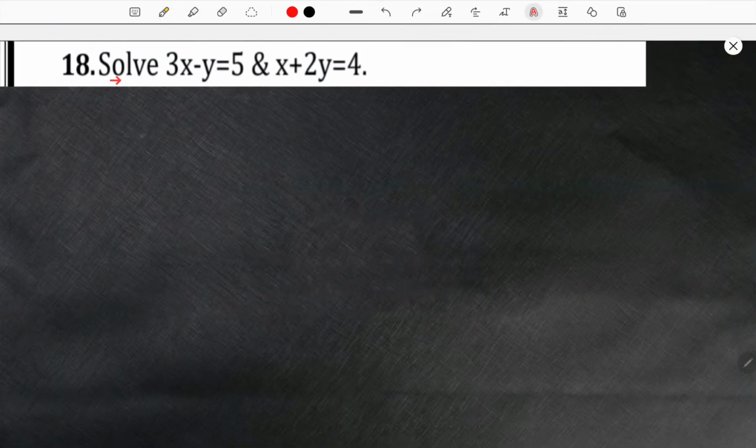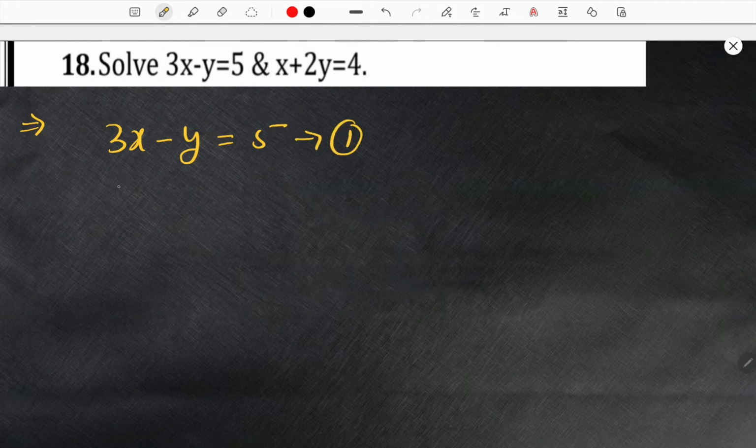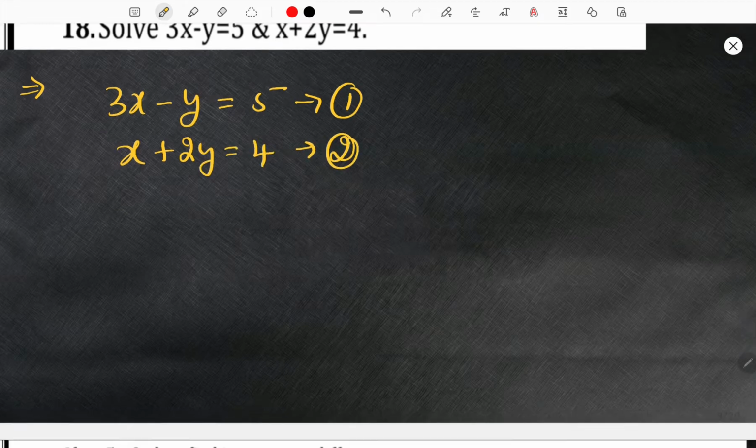Now here is the question. Solve 3x minus y is equal to 5 and x plus 2y is equal to 4. So here are the two equations given. The first equation is 3x minus y is equal to 5. Let me call it as equation number 1. Similarly, second equation is x plus 2y is equal to 4. So let us call it as equation number 2.